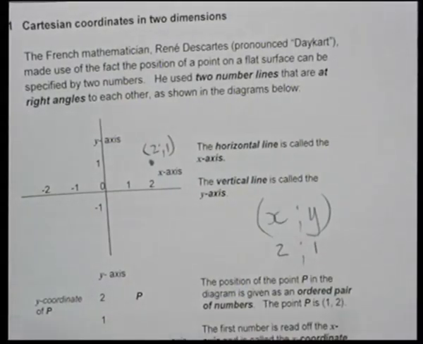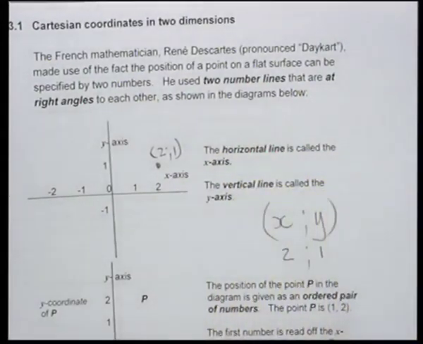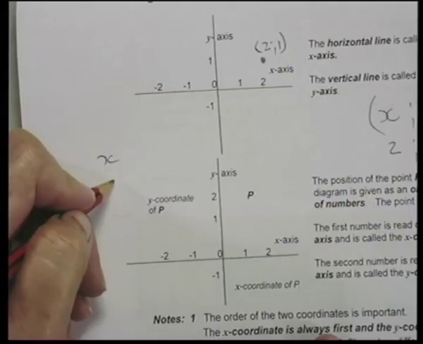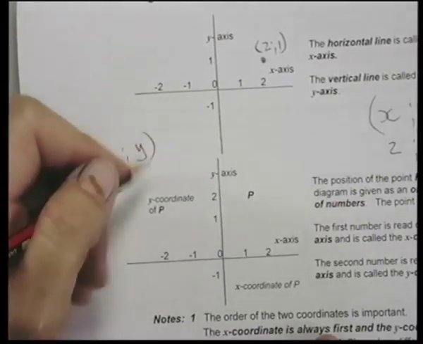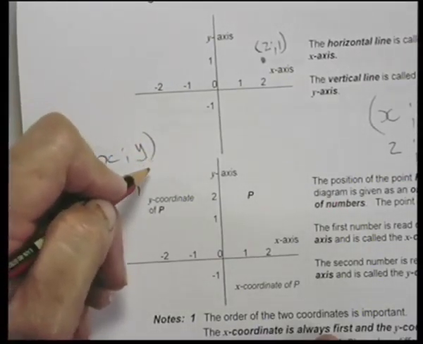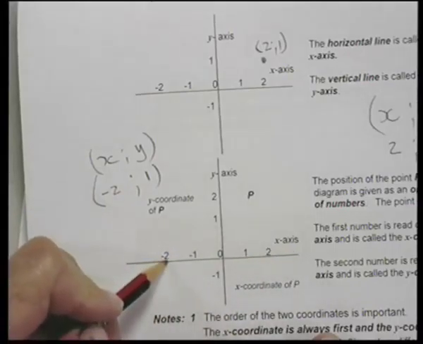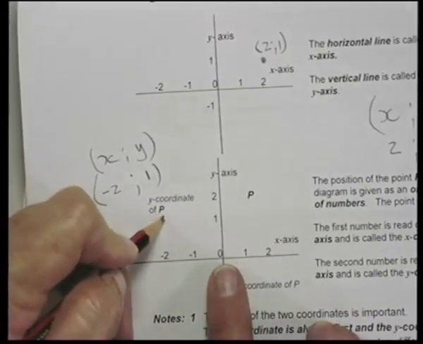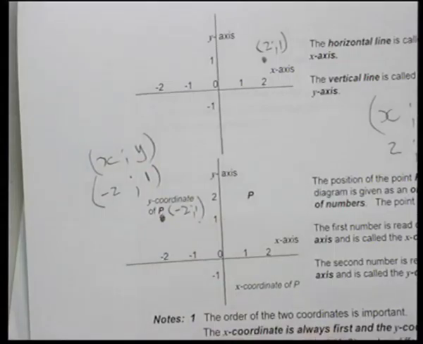In this case, let's see this one. If we have the x-axis and the y-axis, and we have to plot, for example, on the x-axis, minus 2. And on the y-axis, we have to plot the point, let's say 1. We go to the x-axis first, to minus 2. And on the y-axis, we go to 1. So that is the point where we have minus 2 and 1. So the x-coordinate is always first, and the y-coordinate is always second.